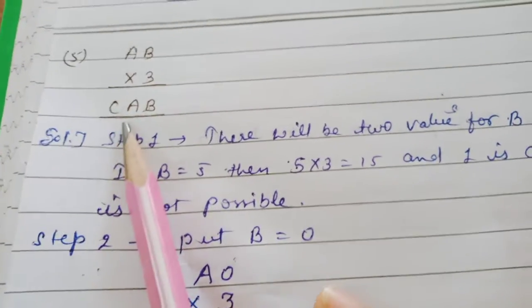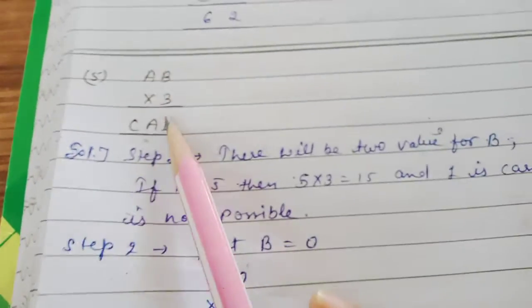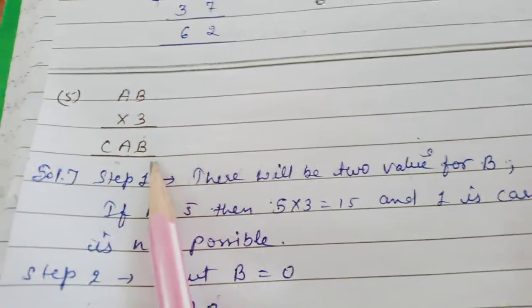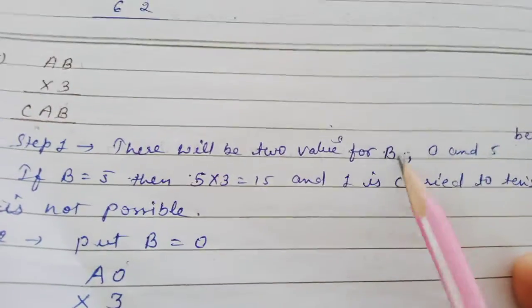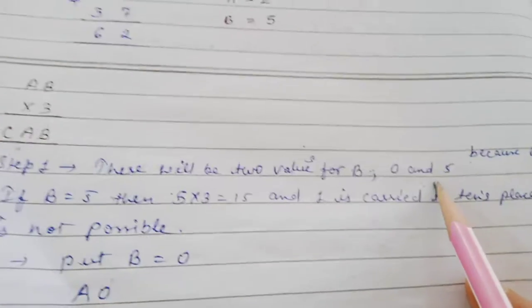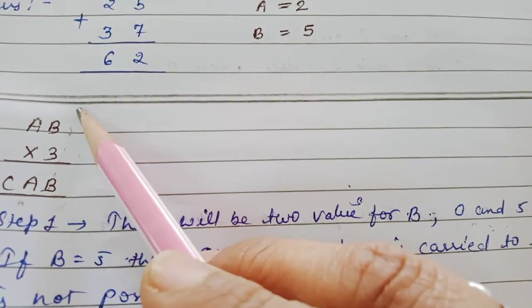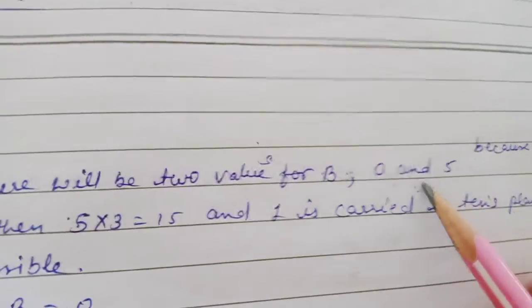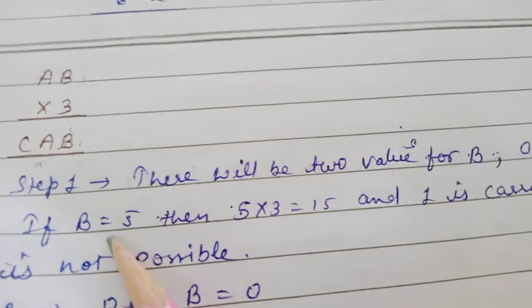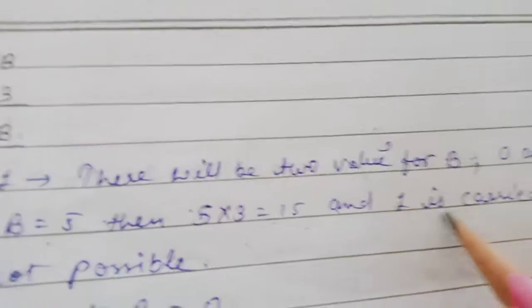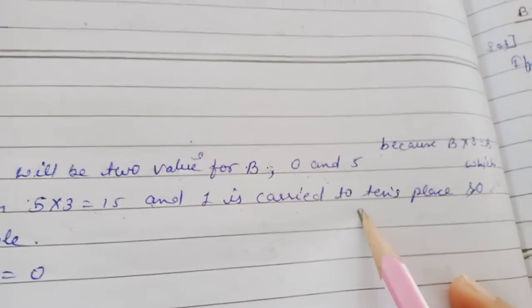Now, questions number 3 and 4 you have to do by yourself. I am explaining question number 5 here. AB into 3 is equal to CAB. So, students, when 3 is multiplied with B, it gives us B. There will be two values for B, first 0 and 5. When 3 is multiplied with 0, it gives 0. Or when 3 is multiplied with 5, 3 5s are 15. So, it is 5 and carry over 1. So, students, we are taking B equal to 5. Then 5 3s are 15, and 1 is carried to the 10s place.